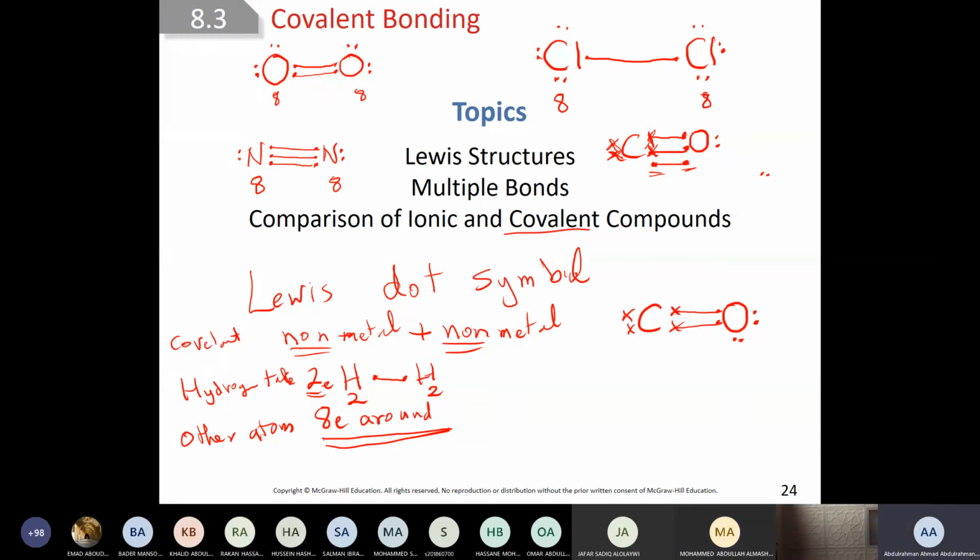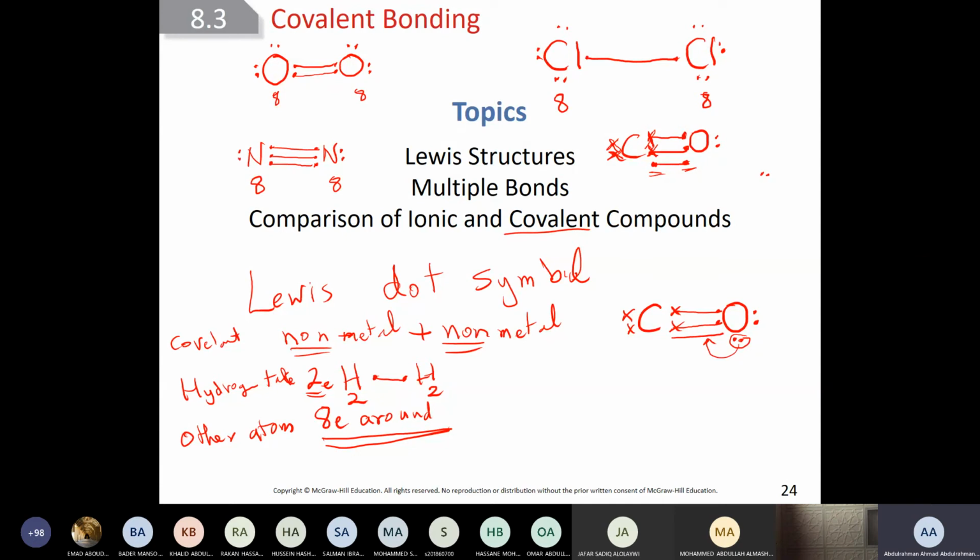8. How about carbon? How many? 6. Is this acceptable? It's not acceptable. So what did I do? I took these 2 electrons and I'll shift them from here to here to put them here.